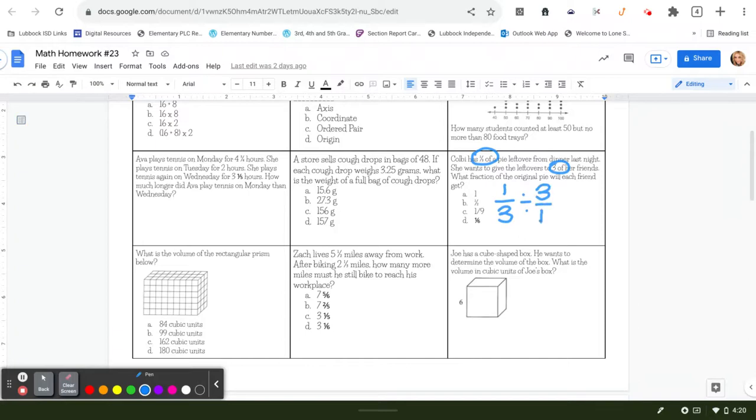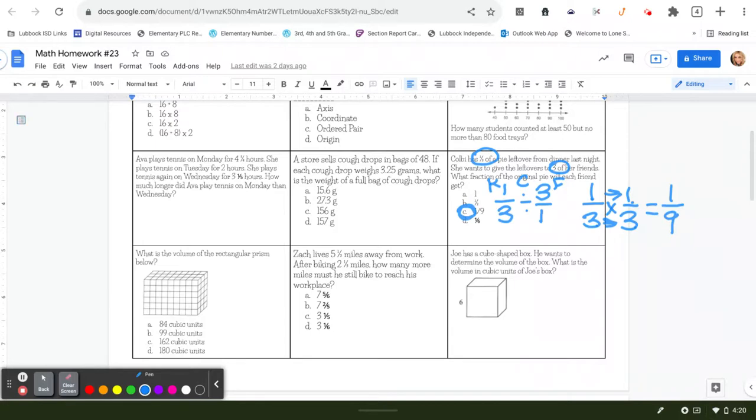Okay, so I made my whole number look like a fraction. I'm going to label KCF, and we're going to keep it, change it, flip it over, multiply straight across. 1 times 1 is 1. 3 times 3 is 9 for an answer of C.